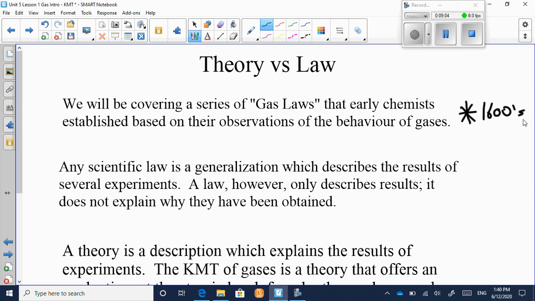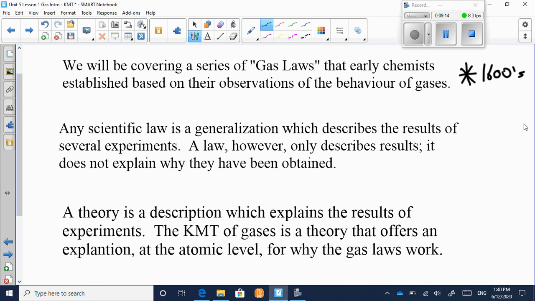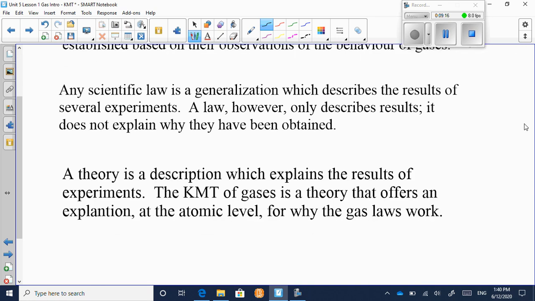And so it says any scientific law is a generalization which describes the results of several experiments. A law, however, only describes the results. It does not explain why they have been obtained. A theory is a description which explains the results of the experiment. The KMT, or the kinetic molecular theory of gases, is a theory that offers an explanation at the atomic level for why the gas laws work.